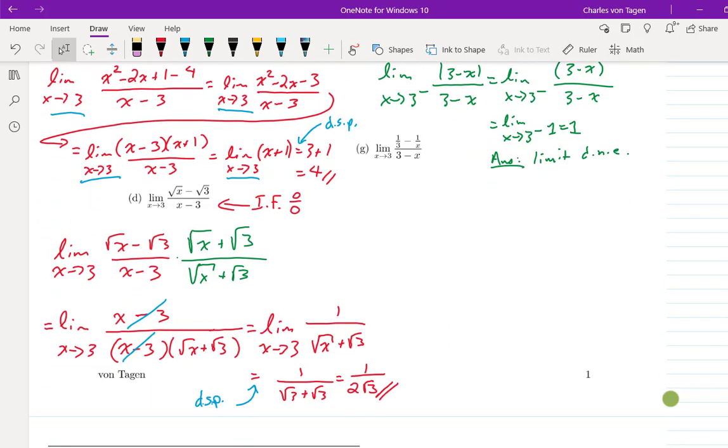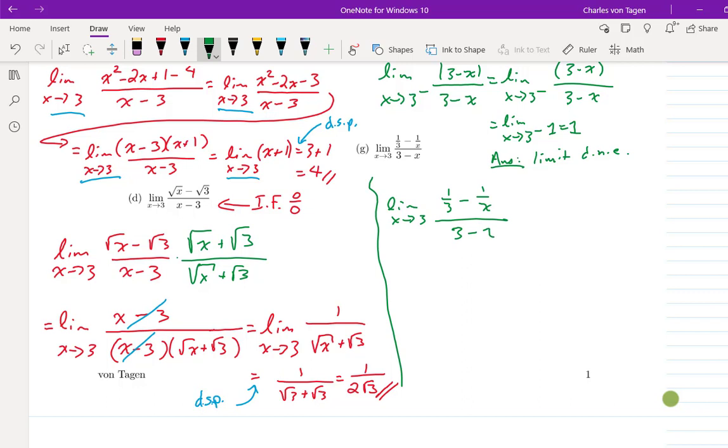Folks, I have students not like this problem. I love this problem. The limit as x approaches 3 of (1/3 minus 1 over x) divided by (3 minus x). Folks, can I do direct substitution on this problem? No, just like before, this has the indeterminate form 0 over 0. More work must be done.